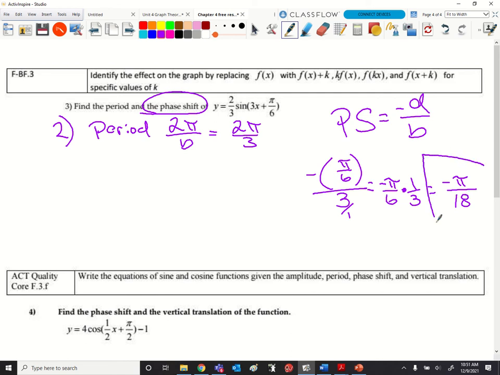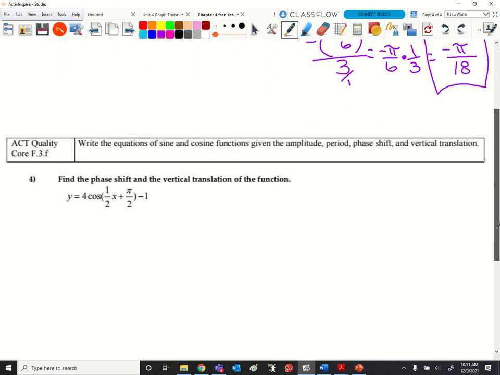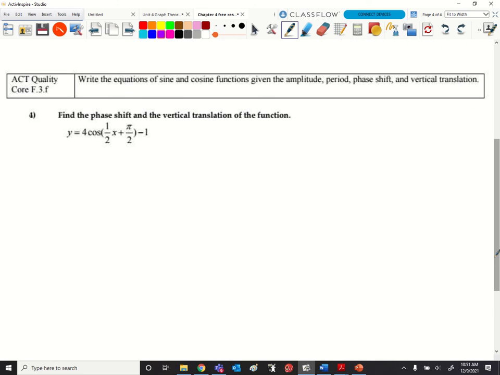So you have this answer here, and you have this answer here. That was better. I get that. Okay, good. All right, so now this next one is asking for phase shift and vertical shift. They call it vertical translation, but it's VS. Okay, so phase shift. Let's start with the phase shift.